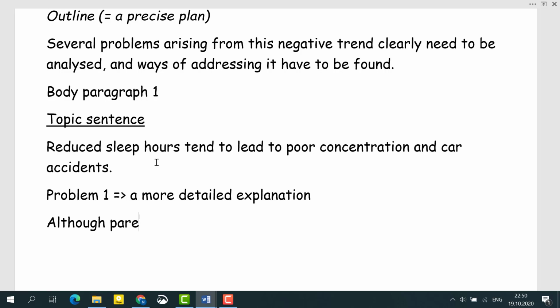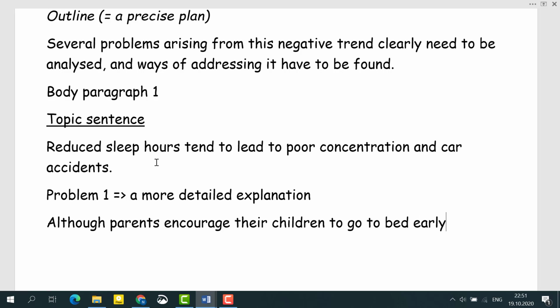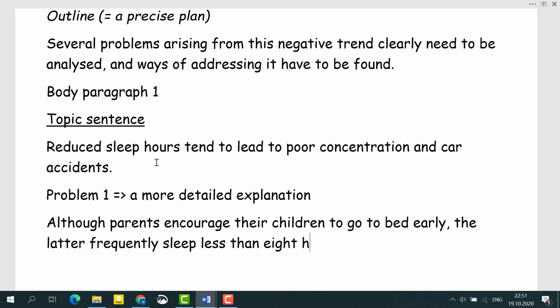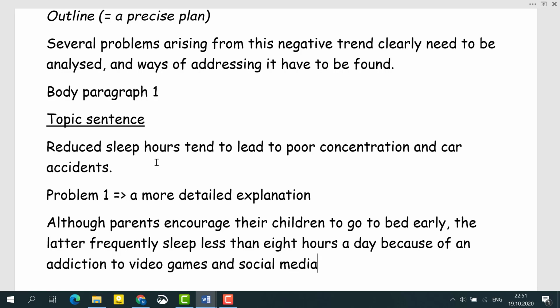Although parents encourage their children to go to bed early, the latter frequently sleep less than 8 hours a day because of an addiction to video games and social media. That's it.